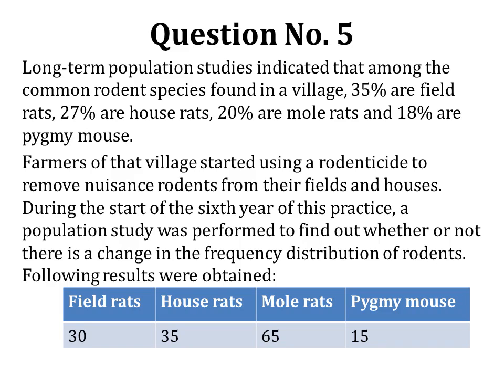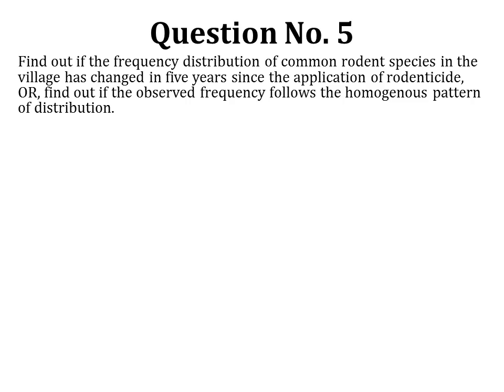During the start of the 6th year of this practice, a population study was performed to find out whether or not there is a change in the frequency distribution of rodents, and the following results were obtained. Field rats 30, house rats 35, mole rats 65, pygmy mouse 15. So this is our state of affairs. Now the question is, find out if the frequency distribution of common rodent species in the village has changed in 5 years since the application of rodenticide, or in other words, find out if the observed frequency follows the homogeneous pattern of distribution.